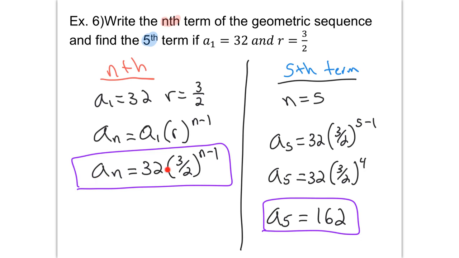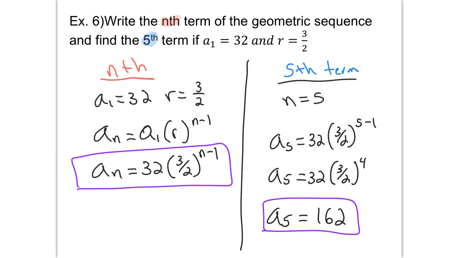So once again, this is the formula that gives us any number in that sequence. And then you guys found the fifth term. Now, how can you actually do this by hand? Well, if you take 32 and you multiply by 3/2, that's going to give you the second term. And then you can take the second term and multiply by 3/2, that's going to give you the third term. And then you take the third term and multiply by 3/2, and you get the fourth one, and keep doing that, and you guys can find the fifth term.